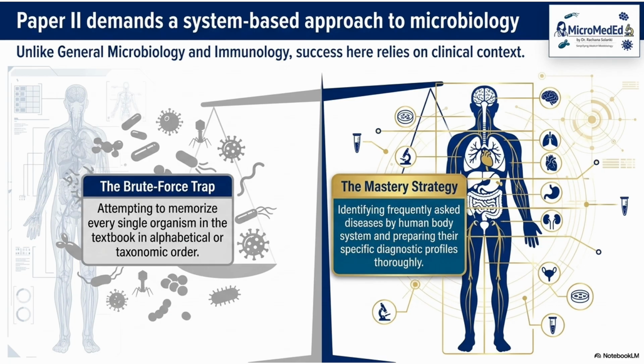Because paper 2 is based on the system-based approach to microbiology. It's a systemic microbiology, so you have to understand each individual system. You cannot just keep on memorizing individual organisms in alphabetical order or in taxonomic order. What you have to understand here is which organisms are associated with which clinical manifestation and the proper system, and based on that you have to identify the disease and write the approach.